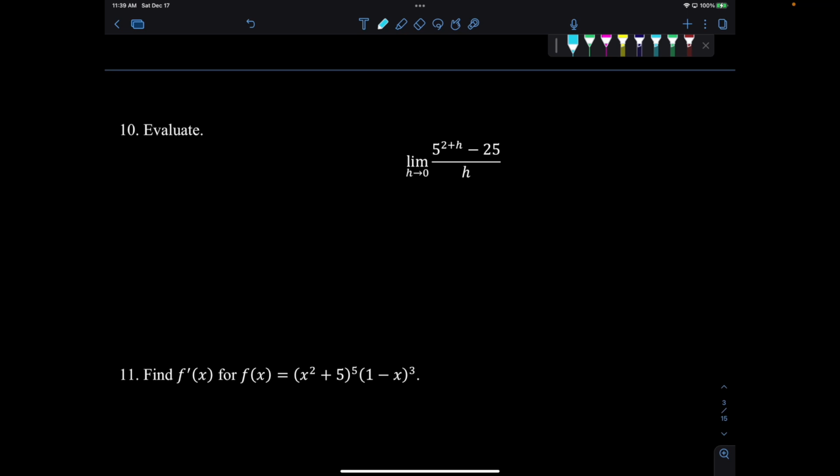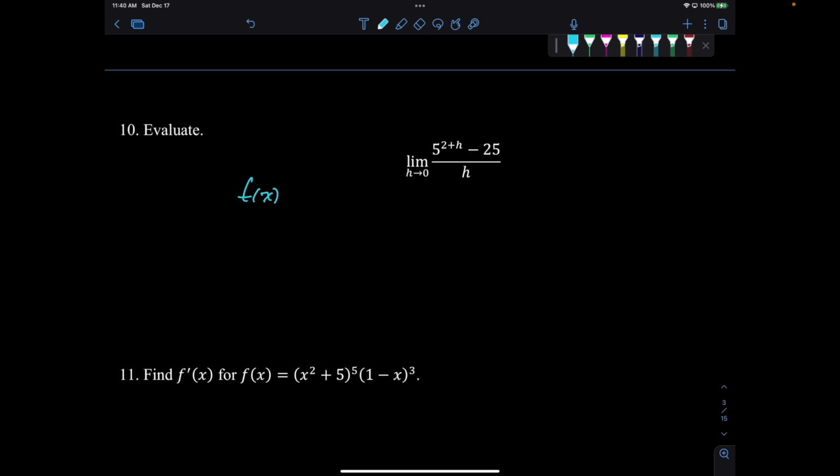All right, we want to evaluate this. This looks to me like the exact same problem. I debated with myself, should I sort them or should I just do them? I decided to just do them. So you're going to get some questions that are similar kind of in a row. Limit as h approaches 0.